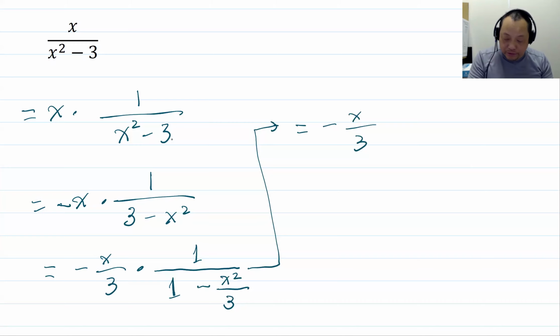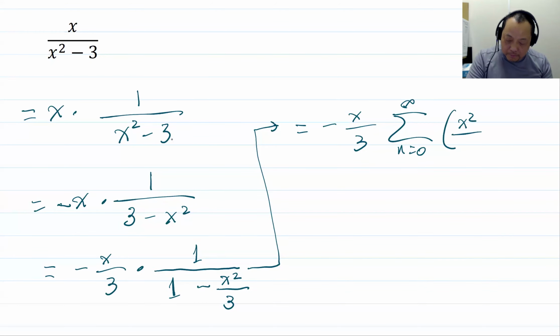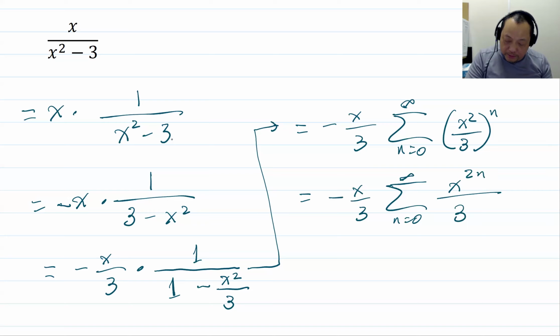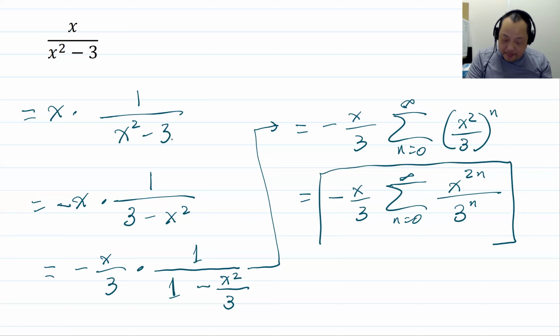I'll just write the power series, the geometric series. And I may want to do some extra algebra on the inside of this series: x to the 2n divided by 3 to the n. Some people may want to multiply the x over 3 back inside and change the powers here. But I think I will just leave it like this.